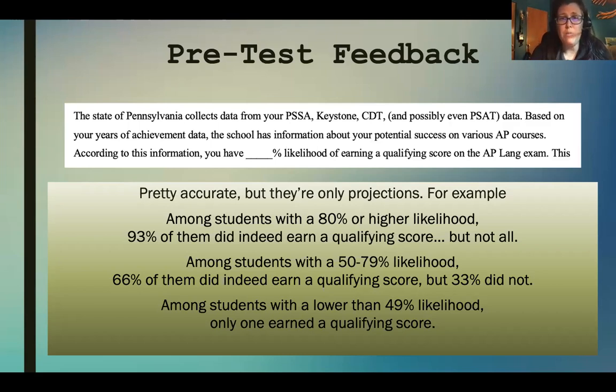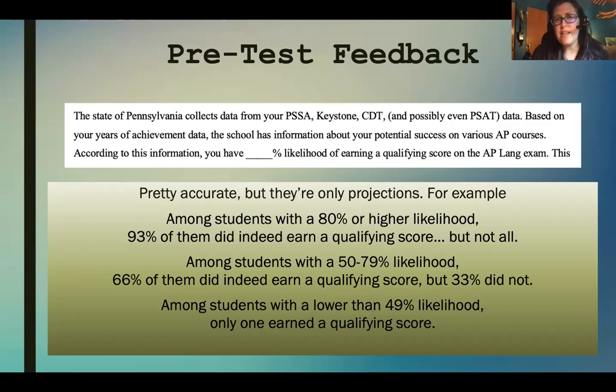They're only likelihoods. So I've looked at data from previous years, and I found, for example, a group of students that have an 80% or higher projection. This is saying, yeah, you are 80% probable to earn a qualifying score on the exam. And of that group of students, 93% of them did indeed earn that qualifying score, but not all of them. So having a high projection does not guarantee you success. I had a student one time who had a 90-some% probability of qualifying, and she got a 2, right? So they're not set in stone, they're just informational.